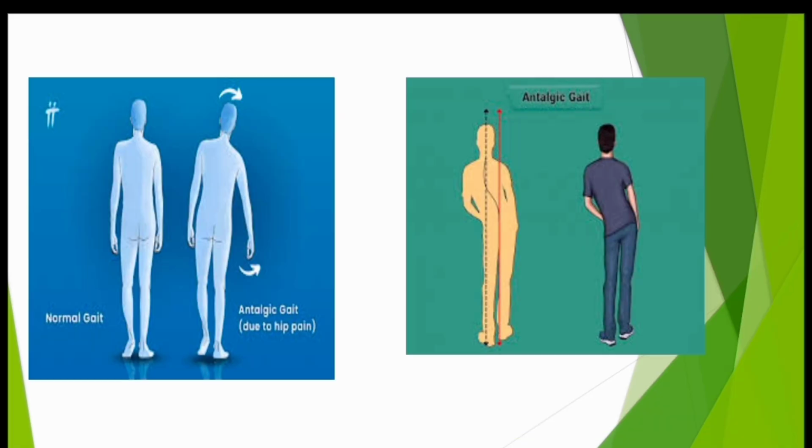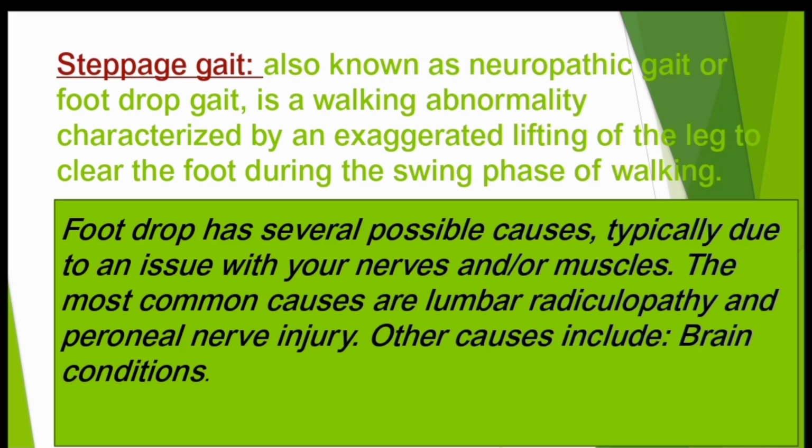In the next slide, you can see the picture of antalgic gait clearly, so refer to that. Second one is steppage gait. It's also known as neuropathic gait or foot drop gait. It's a walking abnormality characterized by an exaggerated lifting of the leg to clear the foot during the swing phase of walking.